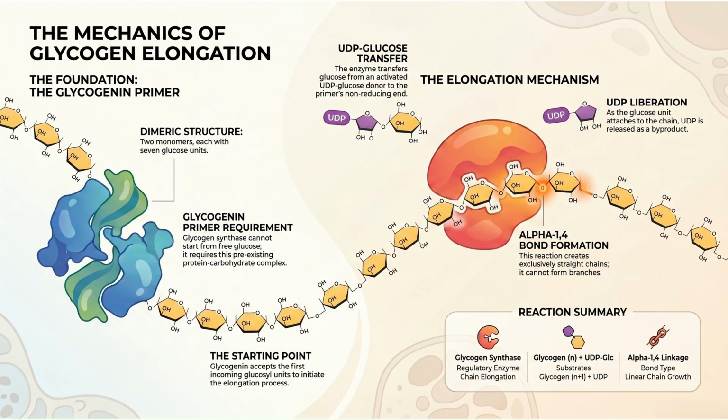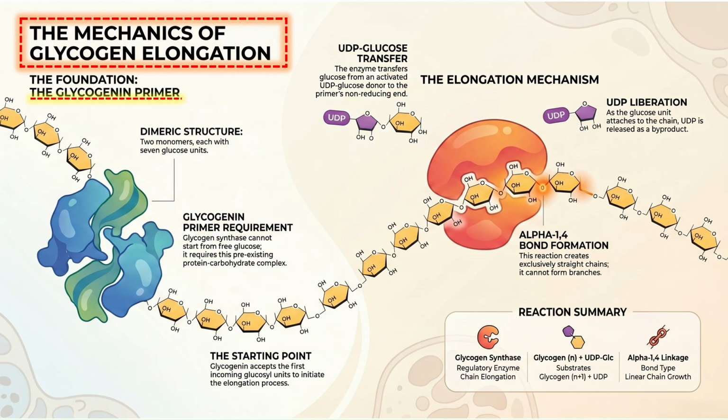Now that glucose has been activated as UDP glucose, the next challenge is building the glycogen molecule itself. And this is where glycogen elongation begins. However, glycogen synthase, the key enzyme responsible for glycogen chain growth, faces an important limitation. It cannot start a glycogen molecule from nothing. Instead, it requires a pre-existing primer known as glycogenin.